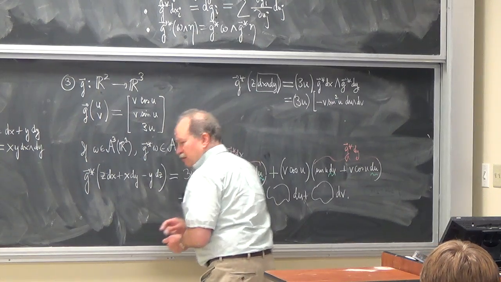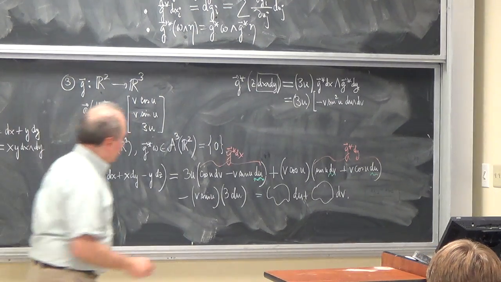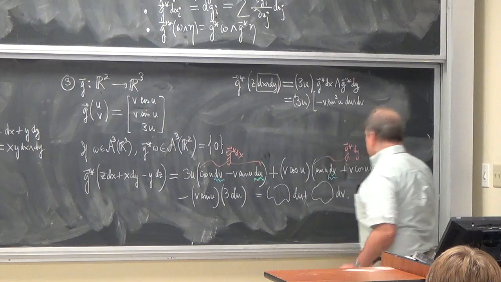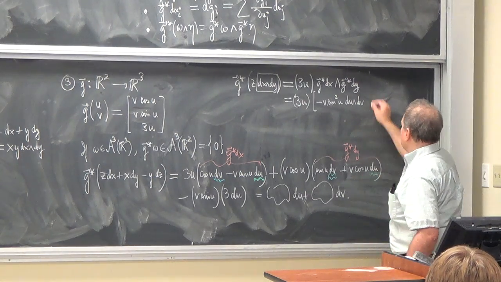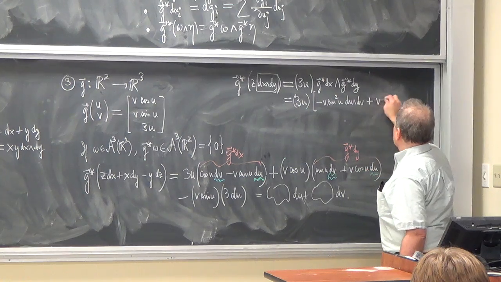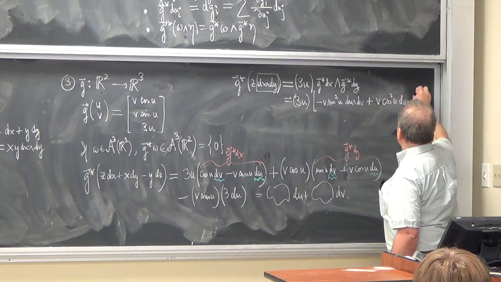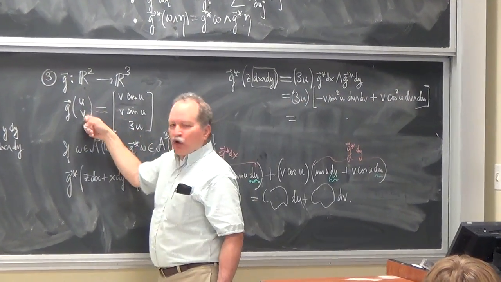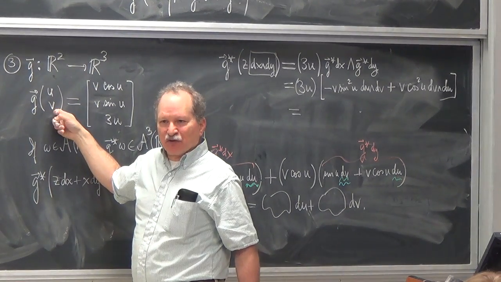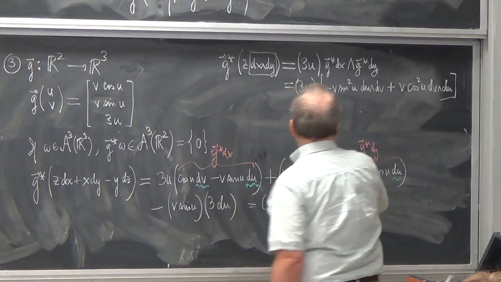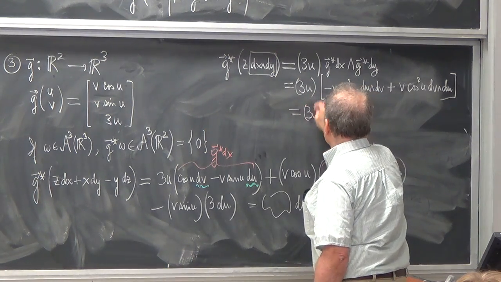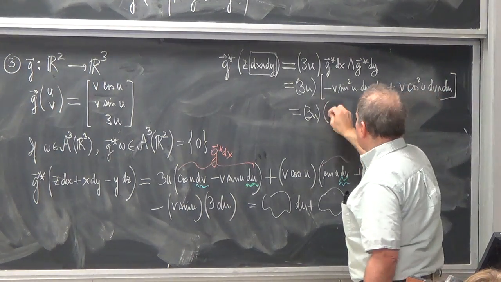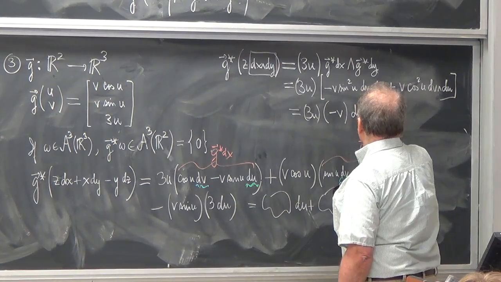dv wedge dv, zero. dv wedge du, not zero. So I get plus v cosine squared u dv wedge du. Now, if you wanted to get in terms of the standard order, which you might want to train yourself to do for future reasons, you might want to put it all in terms of du wedge dv. So I would switch this one and get a negative. So I would get negative v du wedge dv.